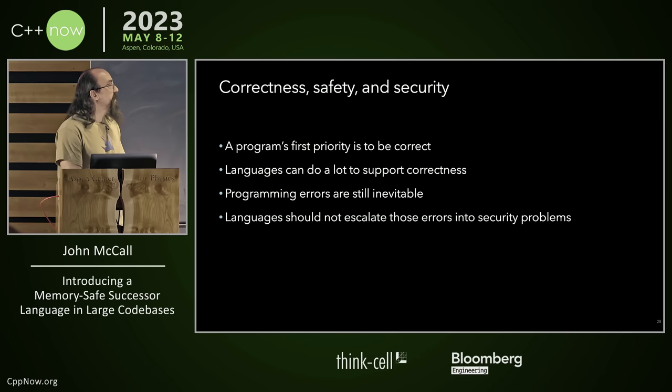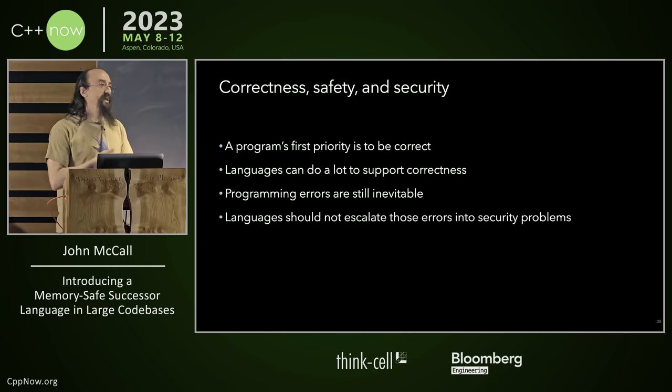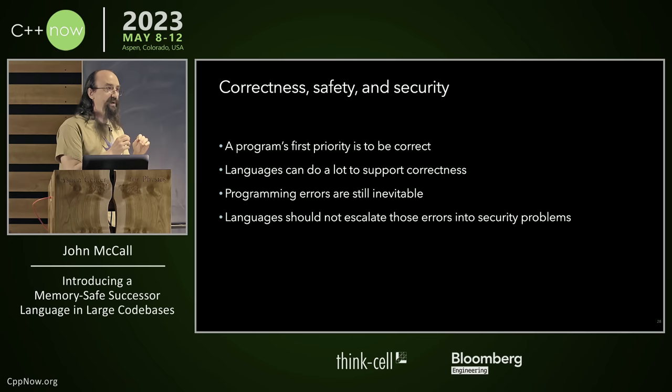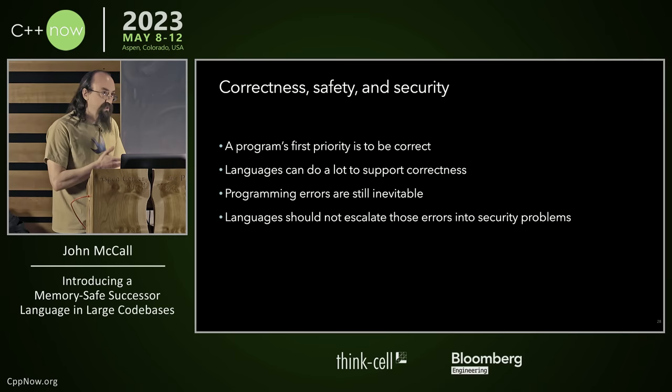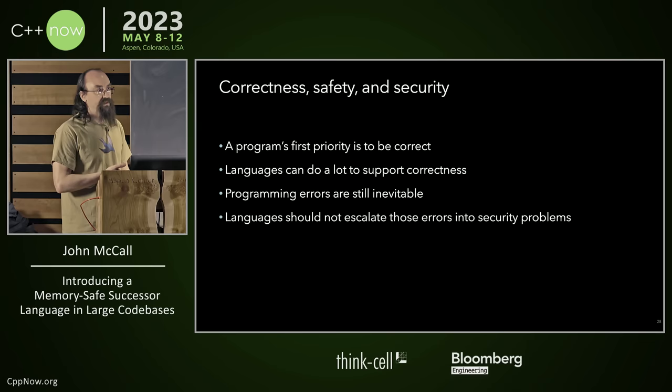So the way that we think about this is that a program's first priority is to be correct, and that programming languages can do a lot to support correctness. At the same time, we understand that programmer errors are inevitable, and we think that programming languages can and should not escalate those errors into security problems. And on those two vital points, we think that these four predecessor languages absolutely fail us. And they absolutely fail our ecosystem. So let me break those two points down.